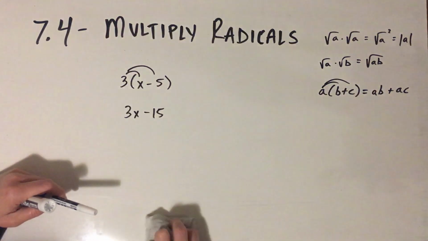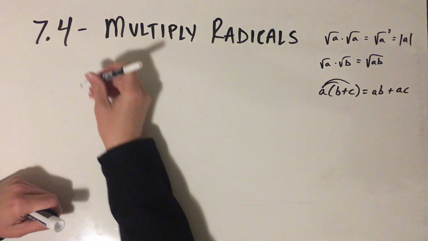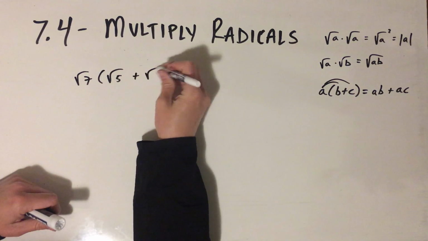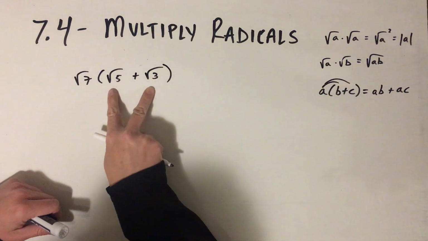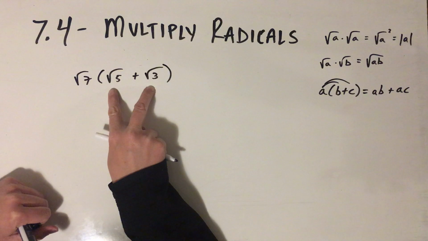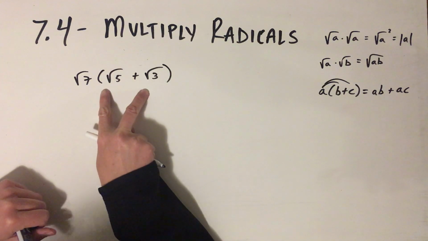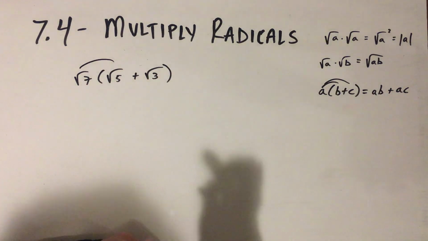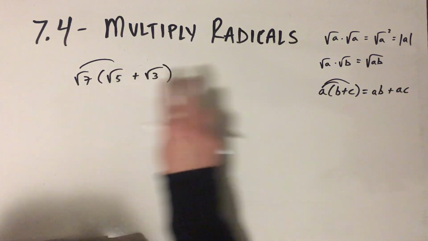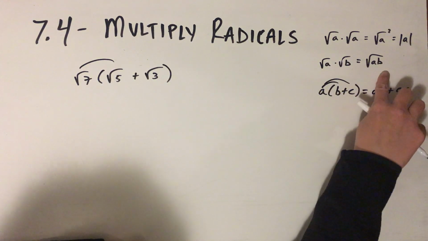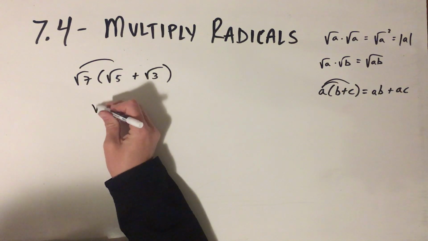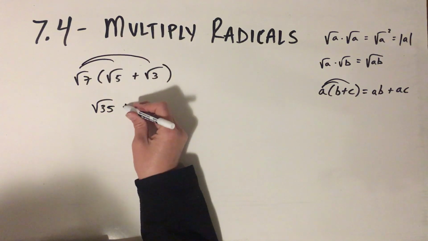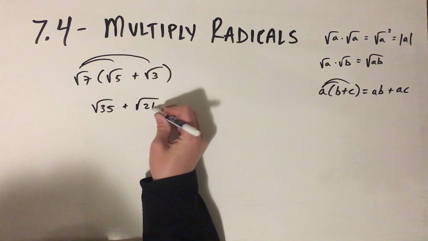So what would this look like in radical form? This would look like something like the square root of 7 multiplied by the square root of 5 plus the square root of 3. Well, these are not like radicals, like we just discussed. They don't have the same radicand or the same index, so then I'm just going to distribute. Remember, when we multiply two radicals together, if they have different bases here, I can put the bases together underneath. So I could say, well, 7 times 5 is the square root of 35. Okay, and then when I multiply here, I would get plus the square root of 7 times 3, which is 21.